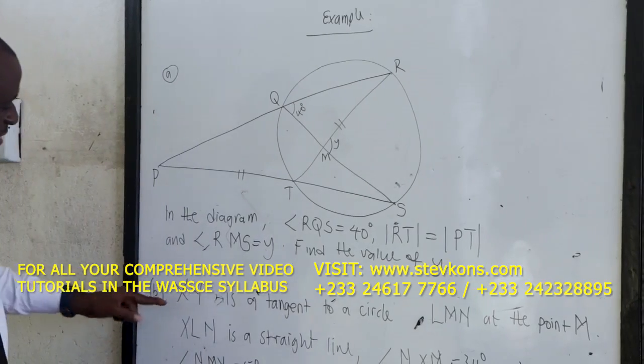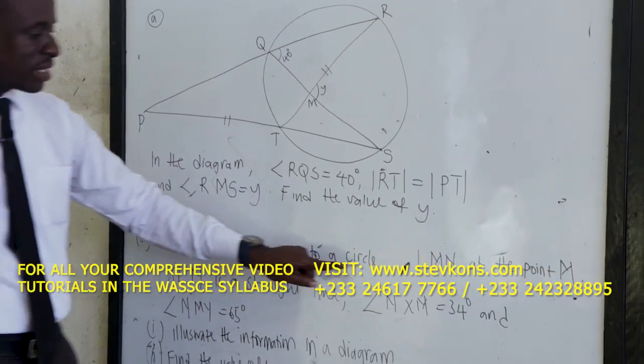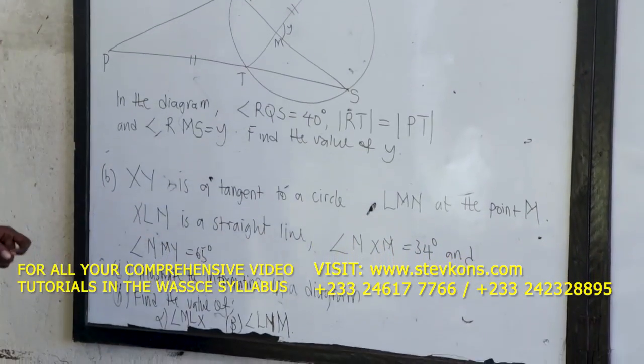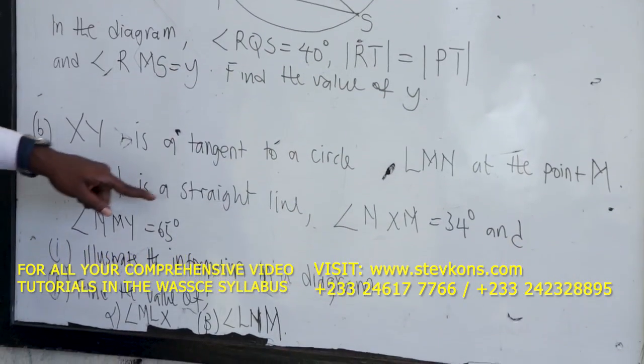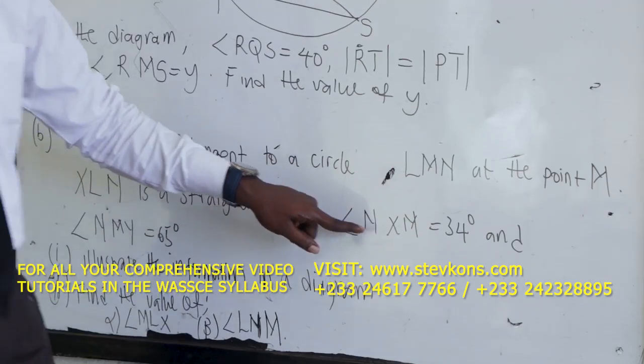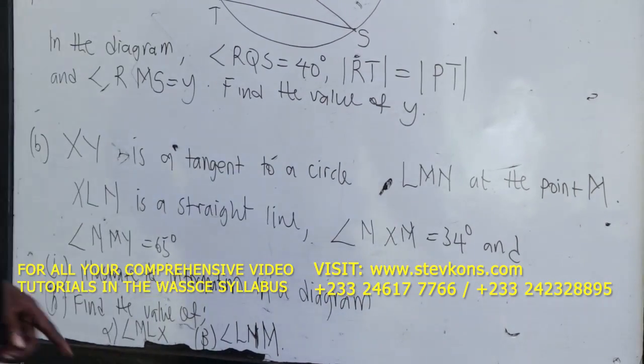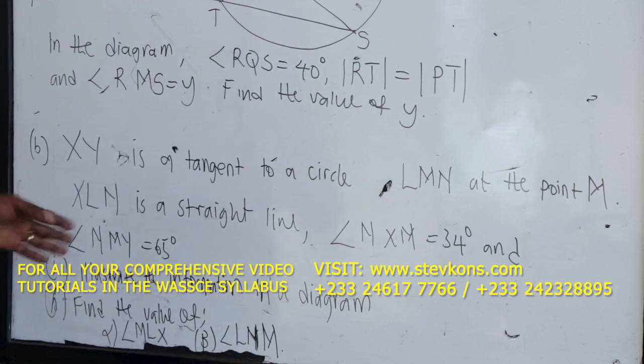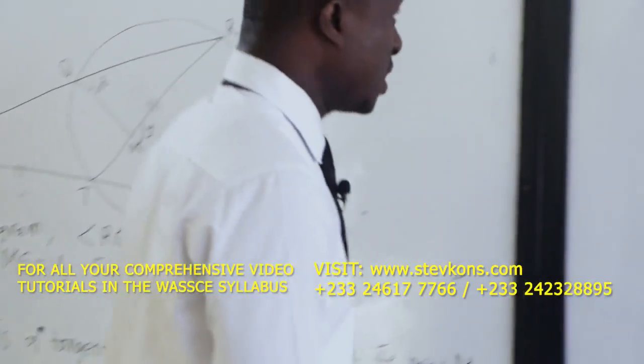Okay, let's see the second part. It says that XY is a tangent to a circle LMN at the point M. XLN is a straight line, and we are given NXM to be 34 degrees and NMY to be 65 degrees. We are being told to illustrate the information in a diagram. So let's illustrate this information in a diagram.